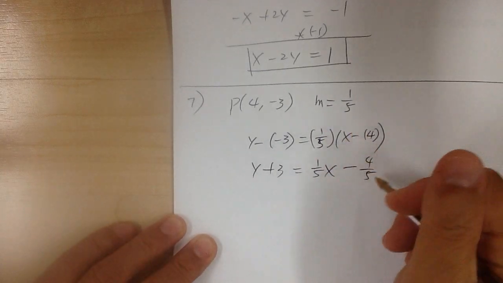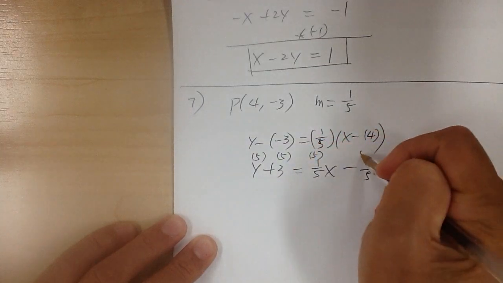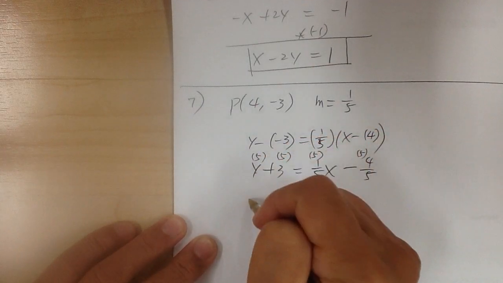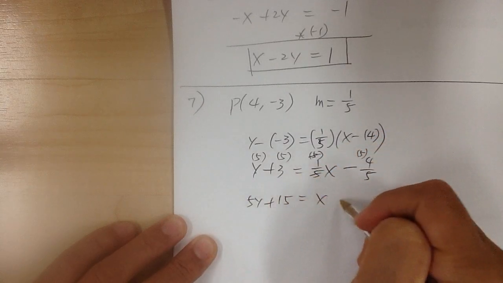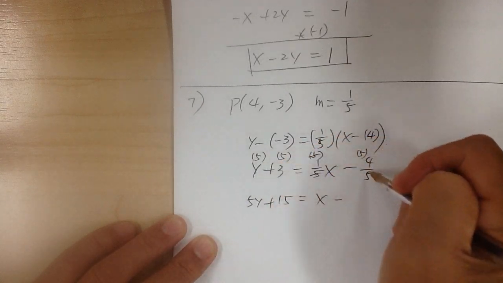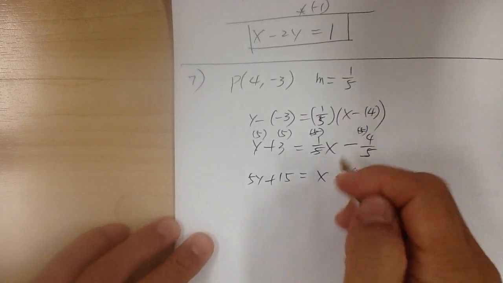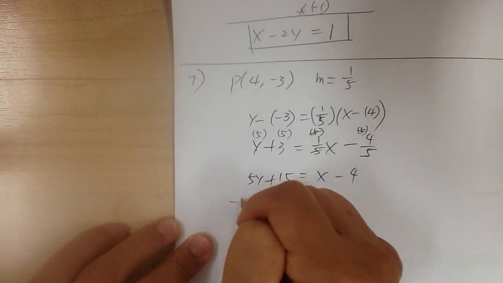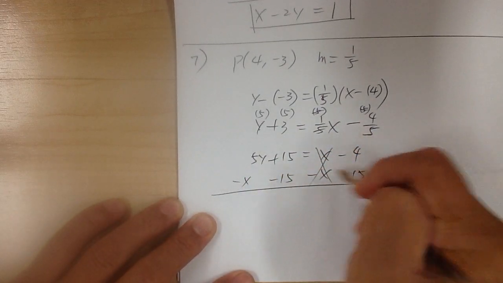Okay, so again, let's go and multiply by common denominator to get rid of the fraction. So this does not cancel, so it will be 5y plus 15. This cancels, so you get x. And the reason you do this, so you can cancel, you can visualize what's going on. Okay, so move the variable to the other side. Okay, and then move the number to the other side.